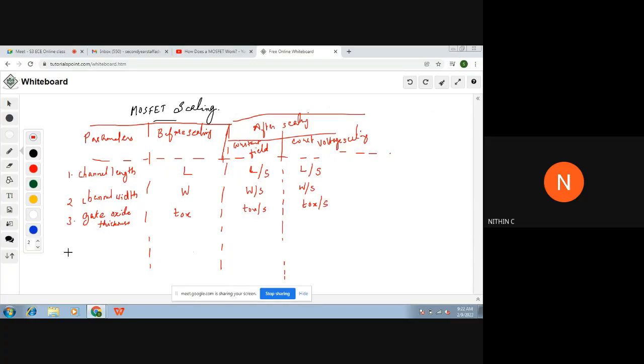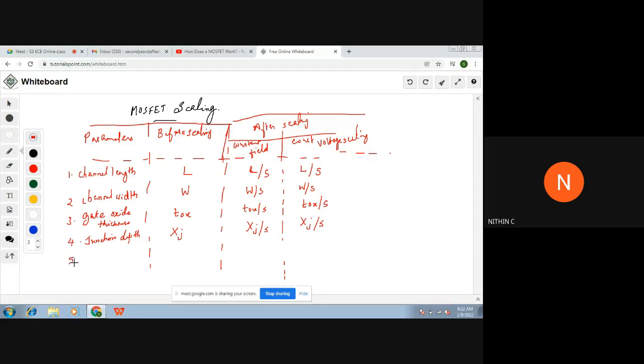The fourth parameter that I am going to discuss is junction depth. There is also another dimension, junction depth, represented as XJ. That is also scaled down by S. No change in that also.